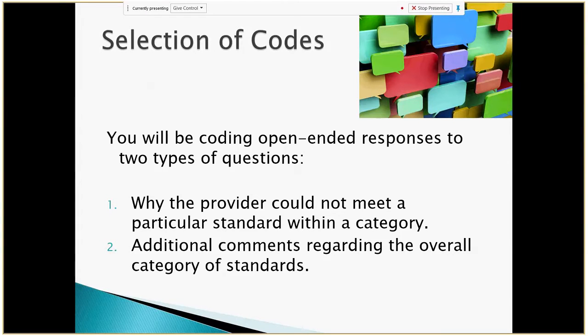At the end of each of these sections, where they were able to tell us whether or not they felt they could meet standards, there were open-ended questions. The first group of these questions were open-ended questions regarding why they could not meet a particular standard within a category. The second group of open-ended questions that you'll be helping us to code are additional comments that they had regarding the overall category of standards.